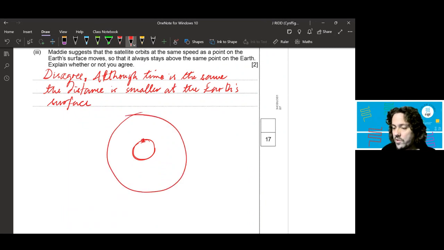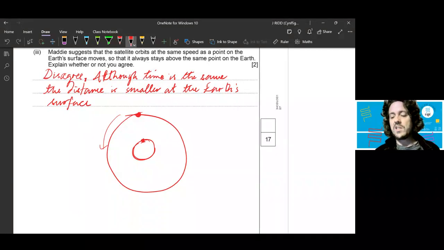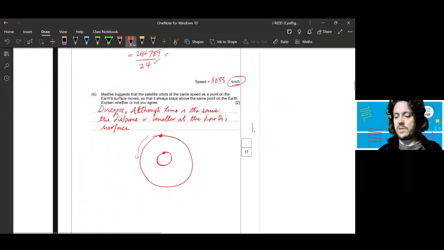If this is a point on the Earth's surface and this is our satellite, then obviously the satellite is going to cover a greater distance in one circumference than the point on the Earth's surface. Therefore, if it covers a greater distance in the same amount of time, it must be traveling at a higher speed and not the same speed as Maddie suggests. Okay.